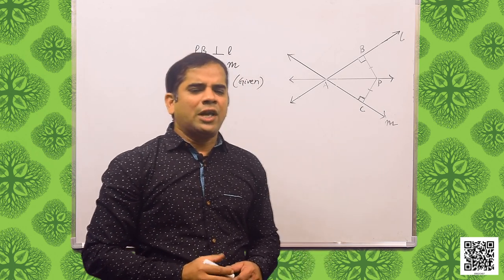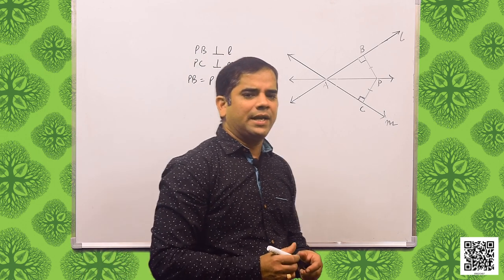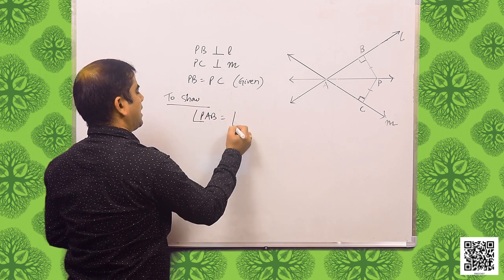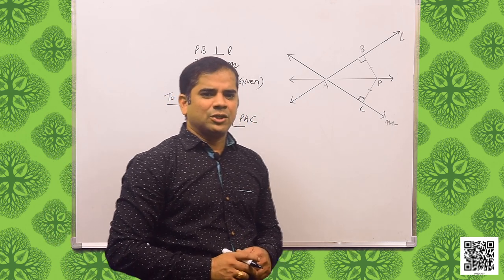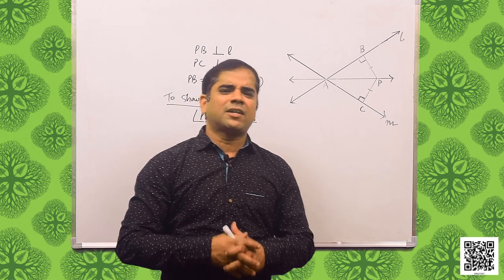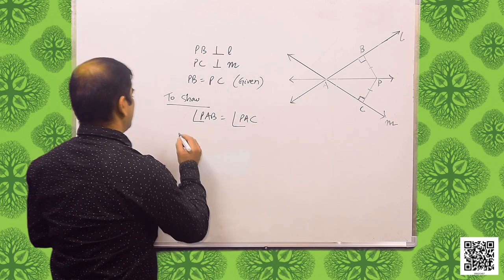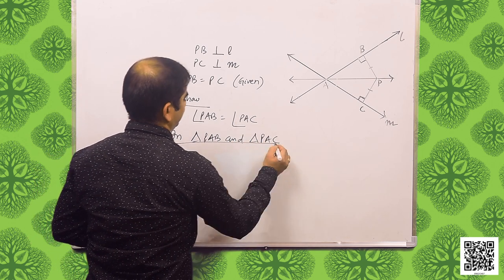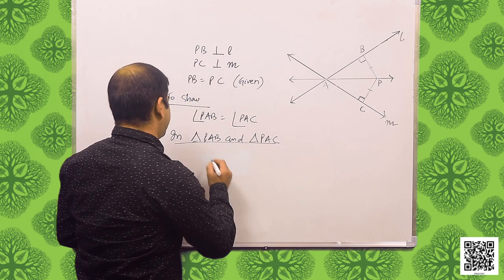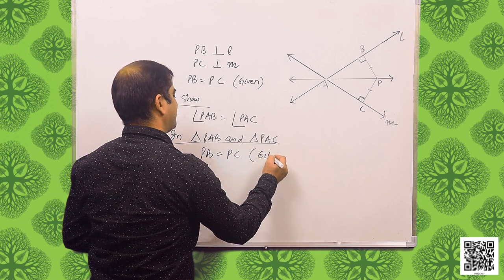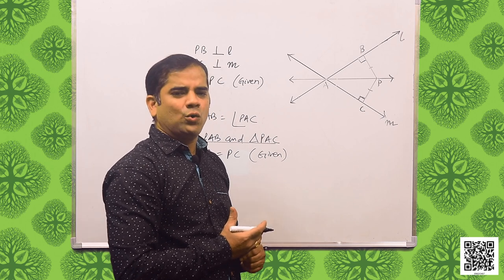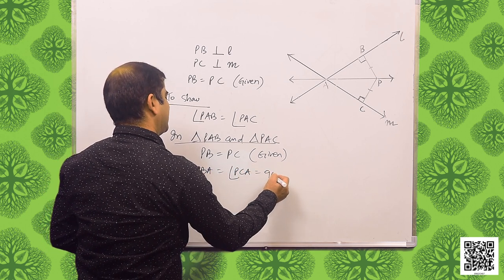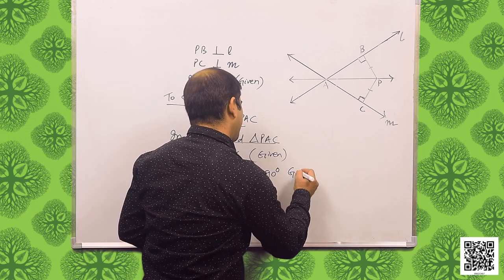Fine. Now we have to show that angle PAB is equal to angle PAC. Okay, so let us go ahead. Students, let us consider triangle PAB and triangle PAC. So in triangle PAB and triangle PAC, what we have got? We have PB is equal to PC, it is given. Fine. Angle PBA is equal to angle PCA. Why? That is 90 degrees. Okay, it is also given.